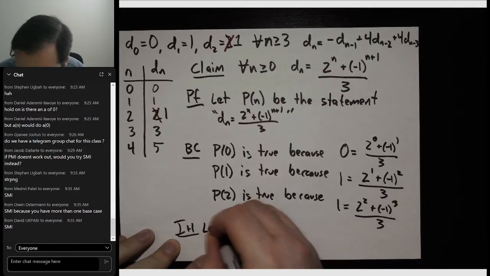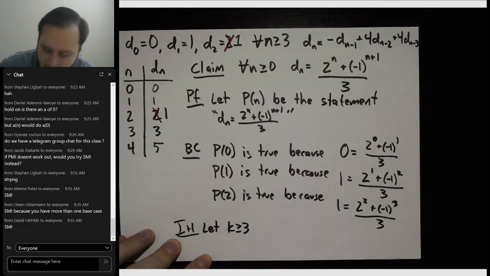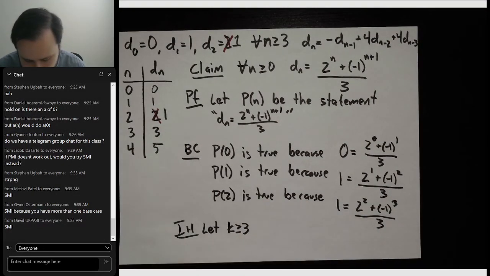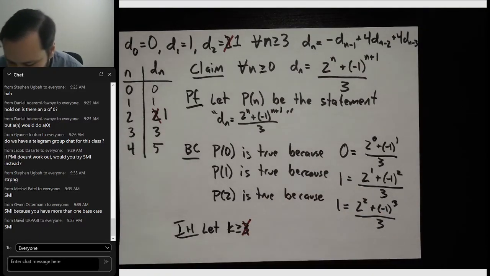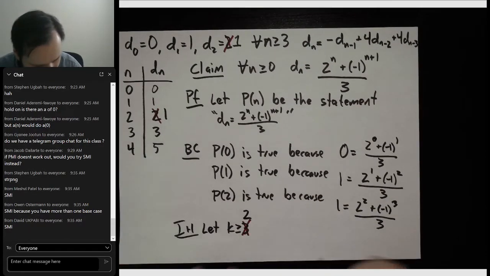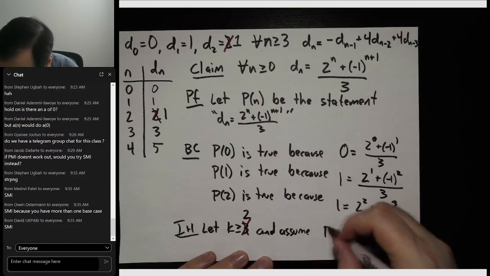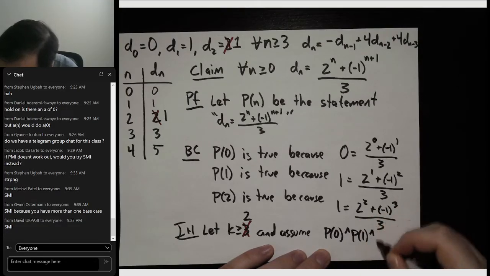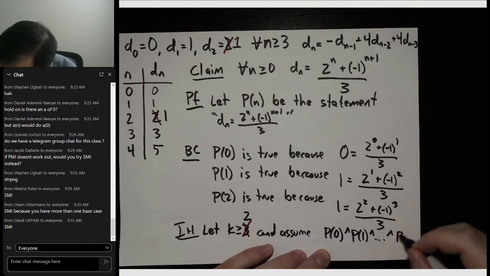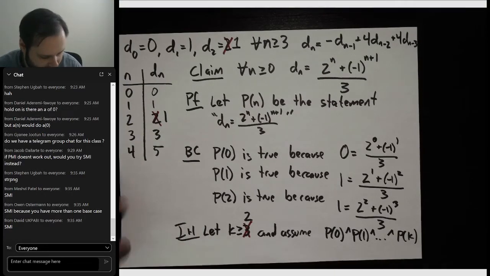So I'll say let k be greater than or equal to 3. Greater than or equal to 2. Not 3. k be greater than or equal to 2. I want to do my last base case. And assume P of 0 and P of 1 and all the way up to P of k. Since I'm using strong mathematical induction, I get to assume all of these things.